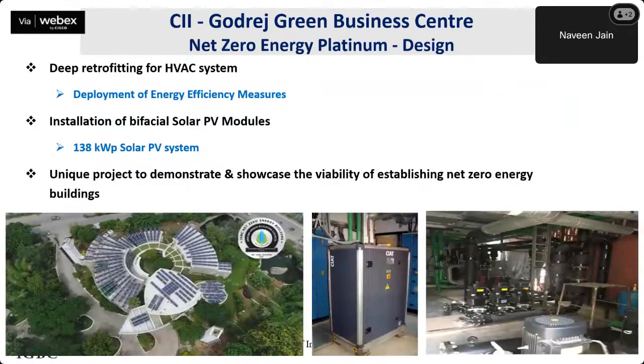This is the project where, as I told in the initial first slide, we have achieved the net zero energy platinum rating because we have done a lot of retrofits to reduce our demand first. And then we have put in a 138 kilowatt solar system. It is a bifacial solar module. And right now we are not only net zero energy platinum in terms of meeting our requirement through renewable energy and having energy efficiency, we are exporting because we are generating more than what we require.